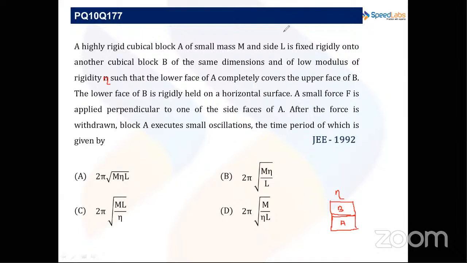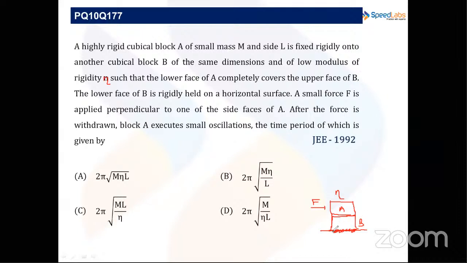I made the diagram upside down. Wait a second, there is an issue in the diagram. These two are reversed. The lower face of B is rigidly held onto the horizontal surface, so this is attached over here. This is my B and this is my A. Now on A we are applying a force F like this. After the force is withdrawn, block A executes a small oscillation. So A starts oscillating, the time period of which is given by the options.